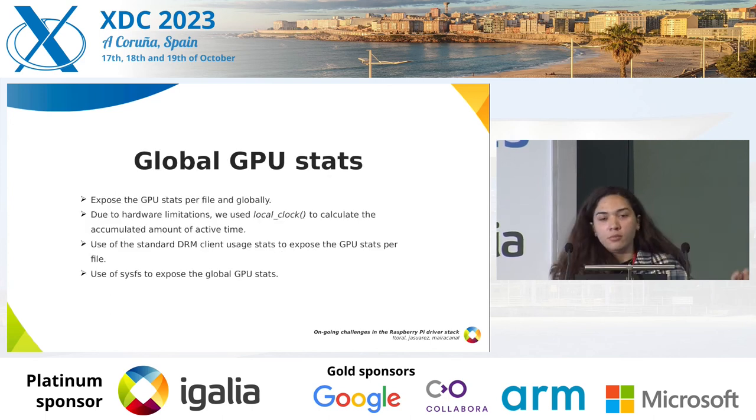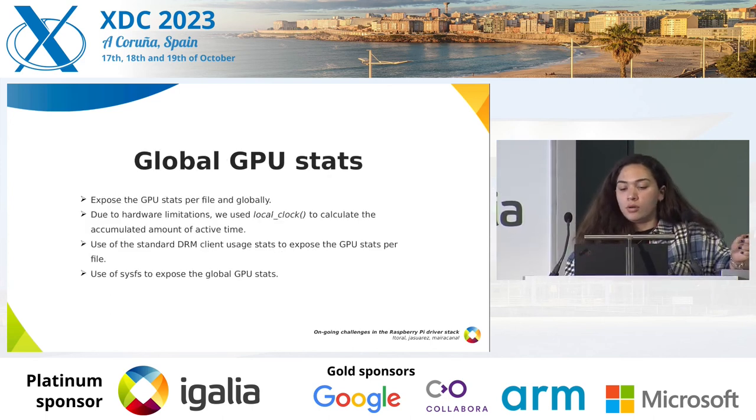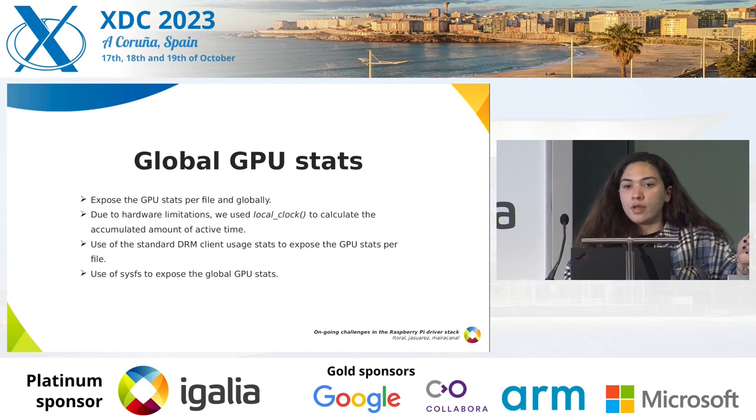Okay, so the most important feature that we introduced to the Raspberry Pi driver stack recently was GPU stats. We exposed them globally and per file descriptor. Due to some hardware limitations that we have on the Raspberry Pi, we ended up using a CPU resource to calculate the accumulated amount of active time, because we don't have a way to do this in the GPU. So we ended up using the local clock to calculate it.